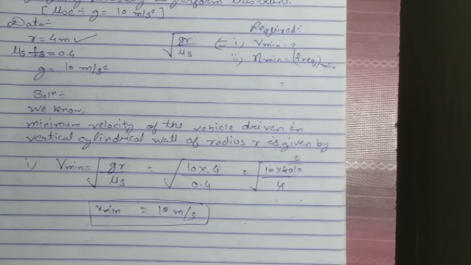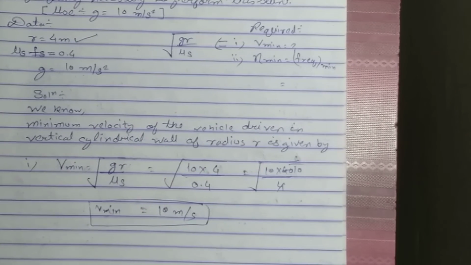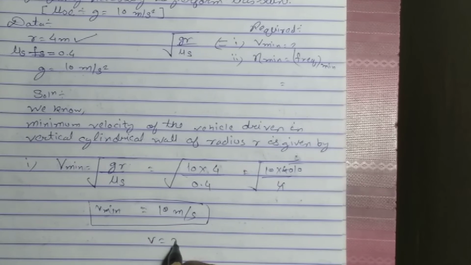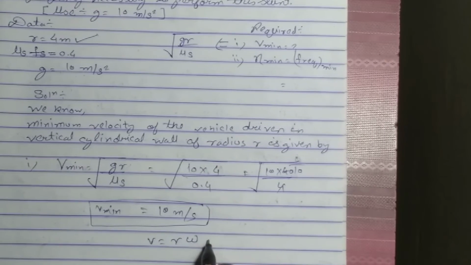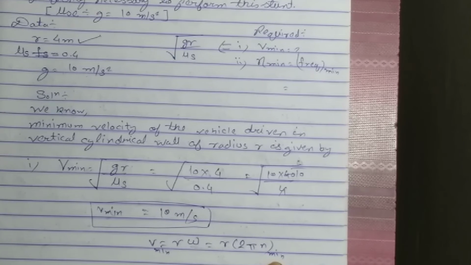Students, now we have to find the necessary frequency to perform this stunt. We know the formula for velocity. Velocity is given by what? r omega. And we know the formula for omega. What is the formula for omega? 2 pi into frequency. If velocity is minimum, then frequency will also be minimum. So from this formula, we can find the minimum frequency easily.